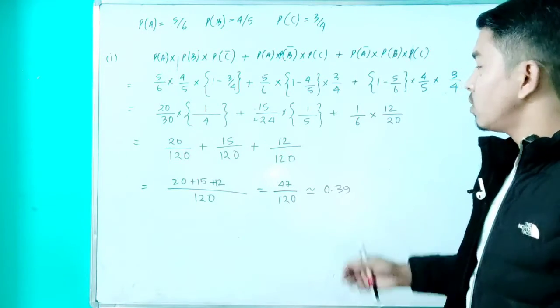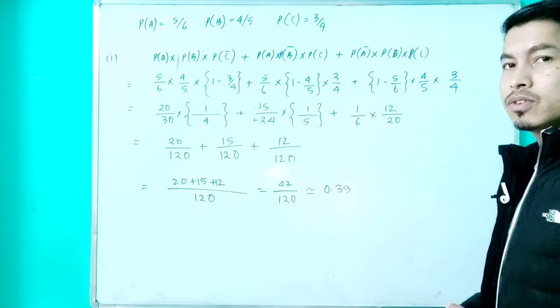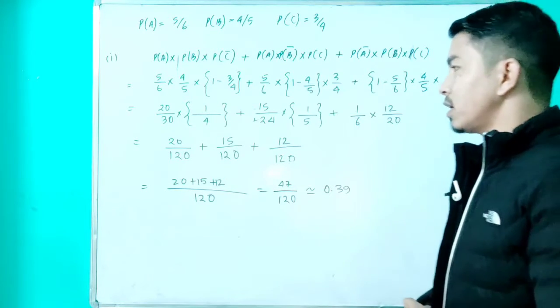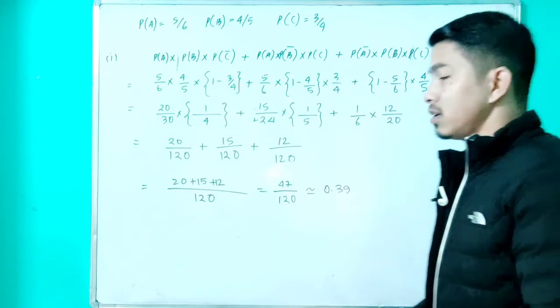Till then, you can pause this video and copy it down in your notebook. So we'll now solve the next part, to find the probability that at least one of them will hit the target.